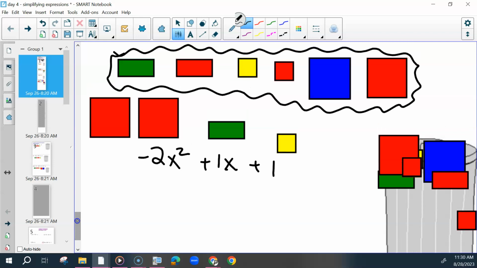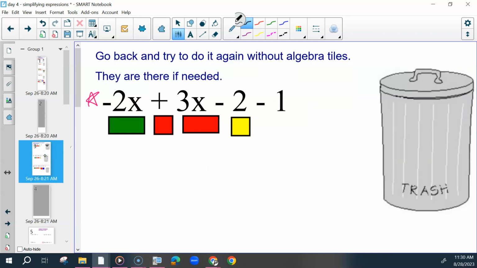Questions on how we modeled that, got that answer, got rid of the zero pairs? So now we're going to go on to the next page, and I'm going to show you how to do this algebraically. And then if you still want to use the algebra tiles after that, you're more than welcome to. But if you like the algebraic method instead, then you can keep using it.